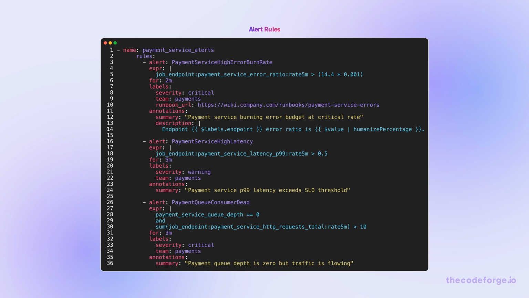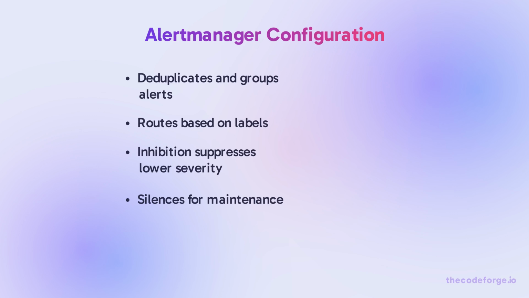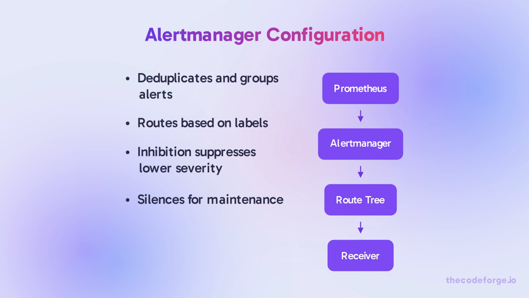These alert rules use the pre-computed recording rules. The error burn rate alert fires when the error ratio exceeds a threshold that indicates we're burning through our error budget. The latency alert and queue consumer dead alert are also defined. Alertmanager receives alerts from Prometheus, deduplicates them, groups them by labels, and routes them to notification channels like PagerDuty or Slack. Inhibition rules prevent alert storms by suppressing lower severity alerts when critical ones are firing.